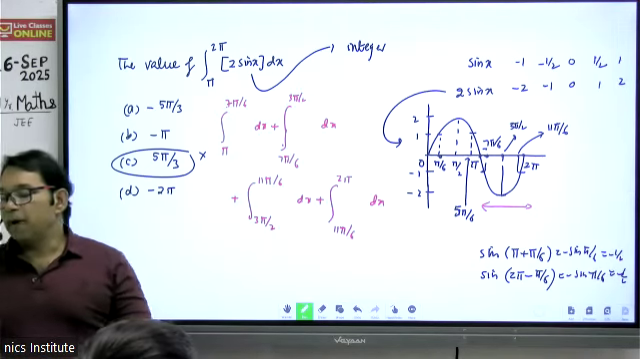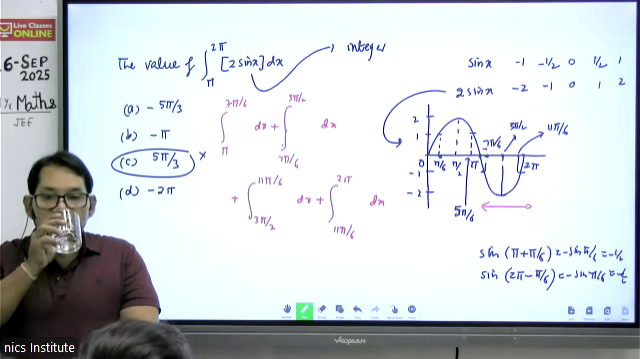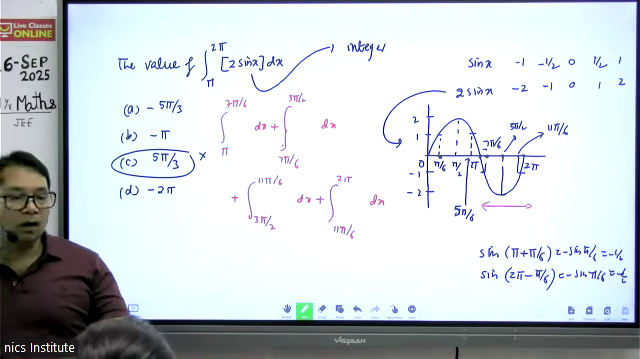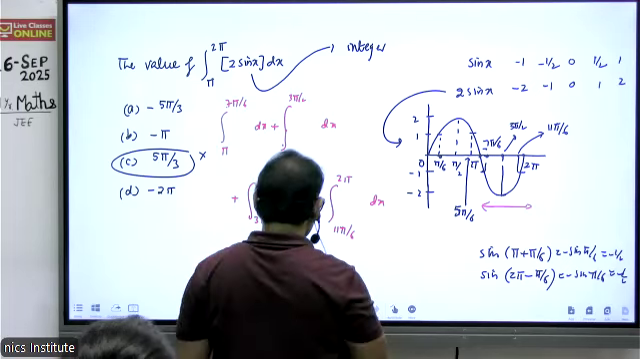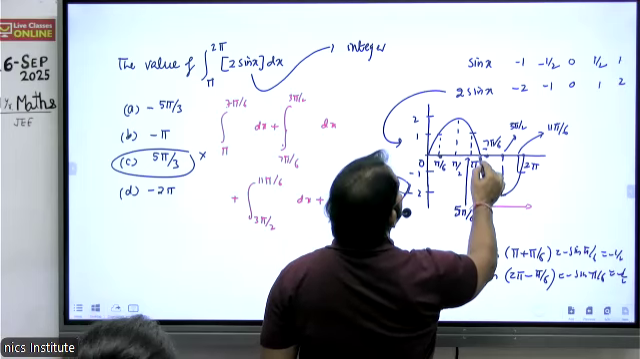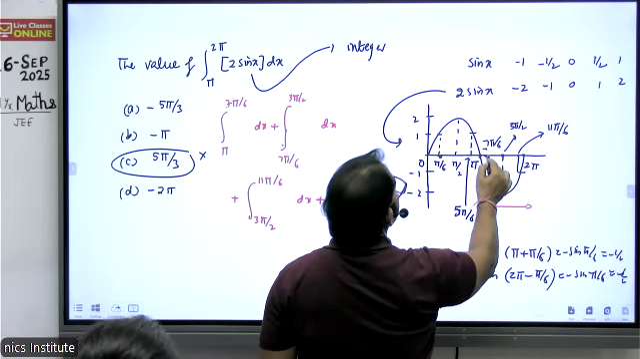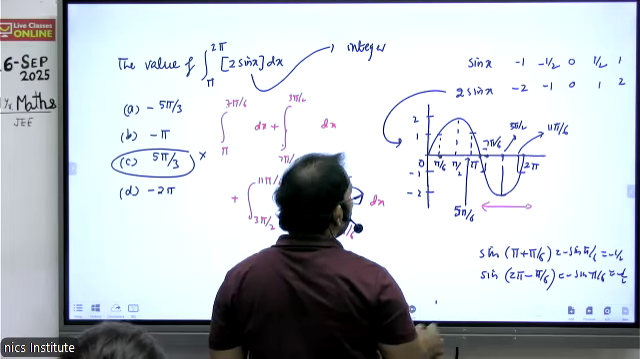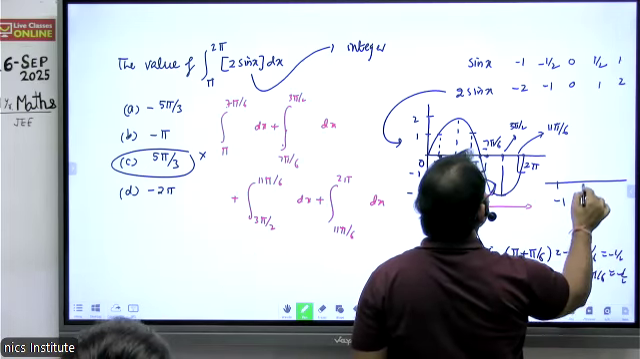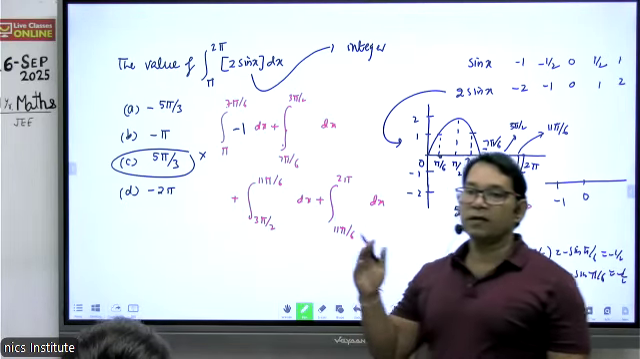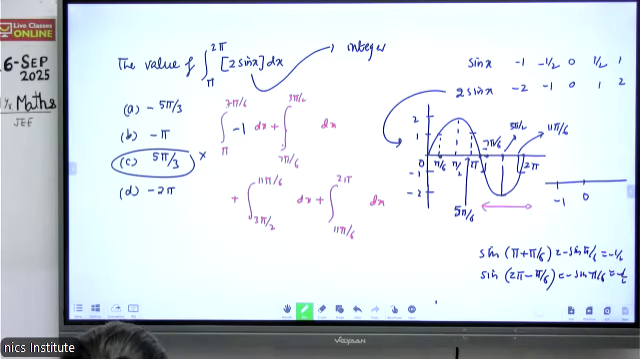Now the first limit, pi to 7 pi by 6. What are the values of 2 sin x? Look here, what is the value of 2 sin x? Sin pi is 0 and sin 7 pi by 6 is minus 1. So which is the smaller integer between 0 and minus 1? The answer would be minus 1. You always take the smaller integer. In the first interval, minus 1 will come.